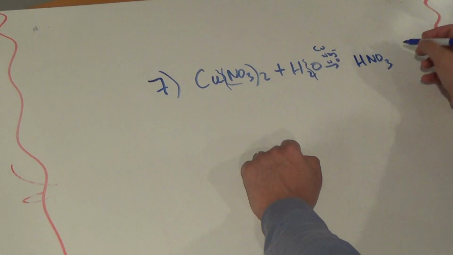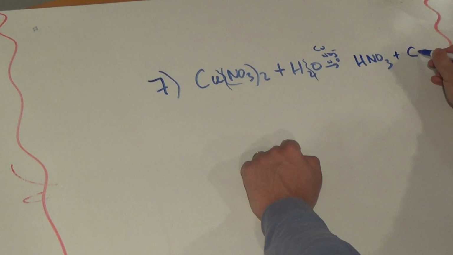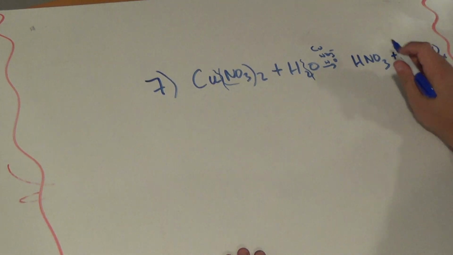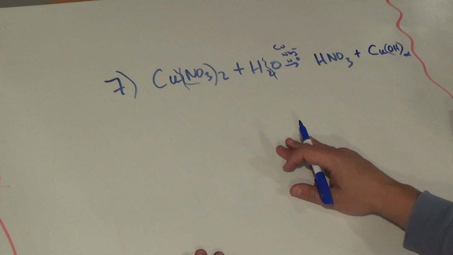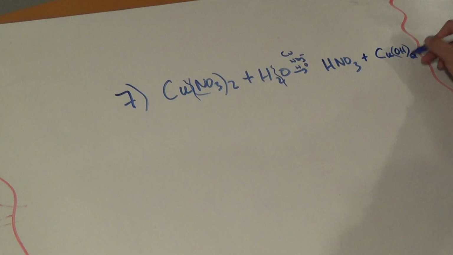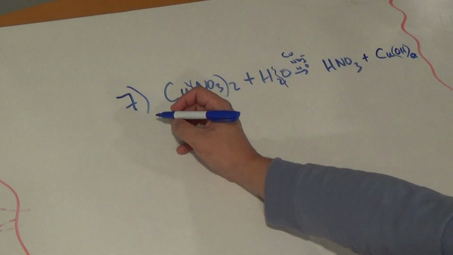You would also have copper 2 hydroxide. Copper 2 hydroxide. It would look like that. Let me see if you can see that. Y'all see that? Okay, that's a 2 right there. Double replacement reaction. Number 8.